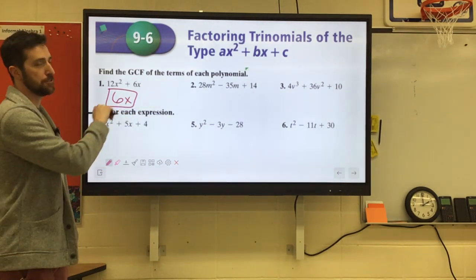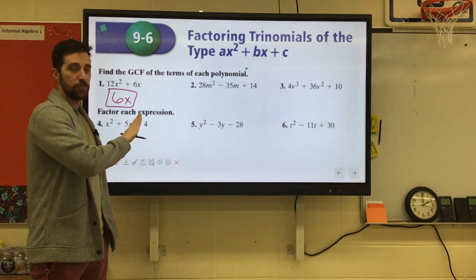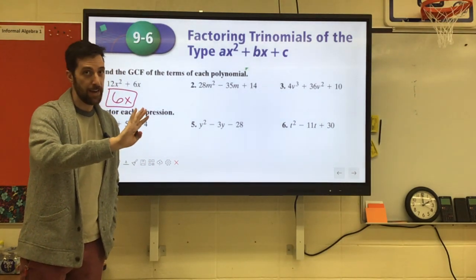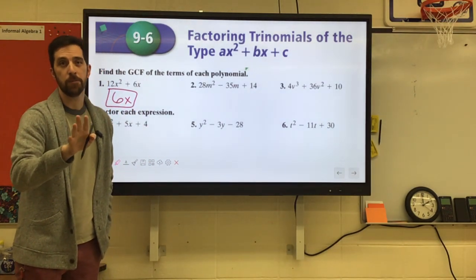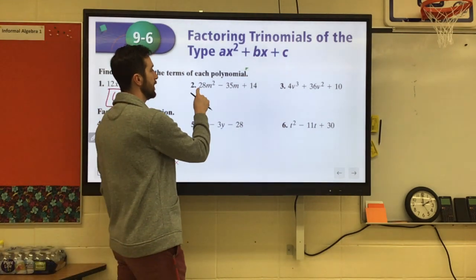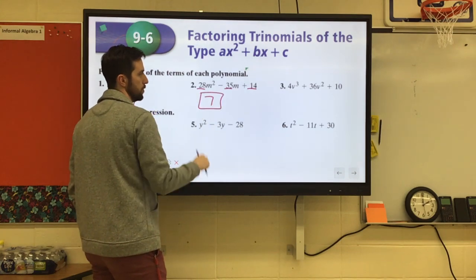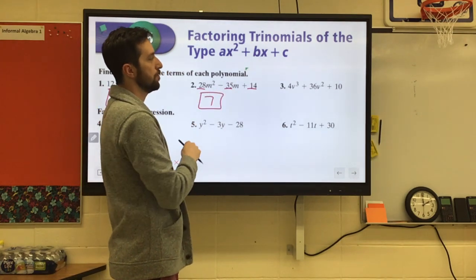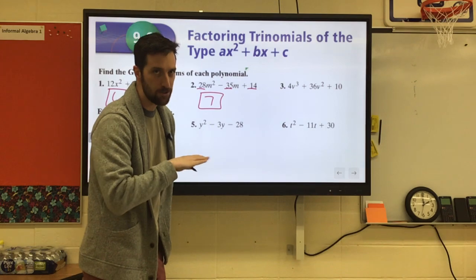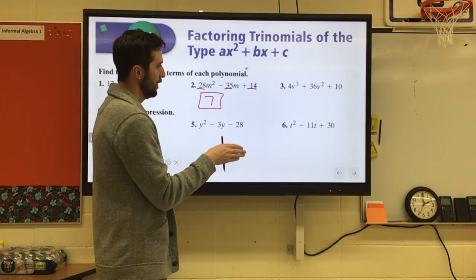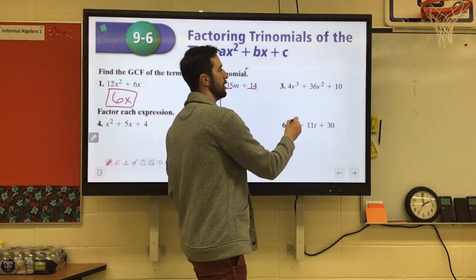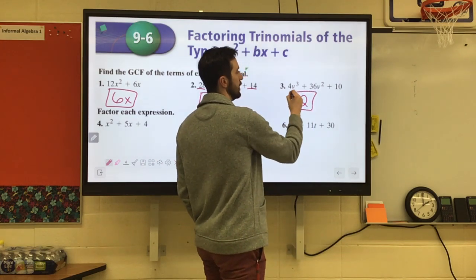If you look at number 2, first thing I notice is they all do not have an m. So at most we can just say a number, an integer here. 28, 35, and 14. I know that 7 goes into all those. Look at number 3. Do they all have v? No. So again, it's just going to be a number. 4, 36, and 10. The largest number that goes into all those is 2.